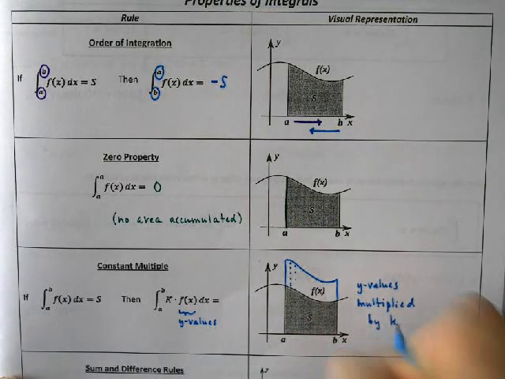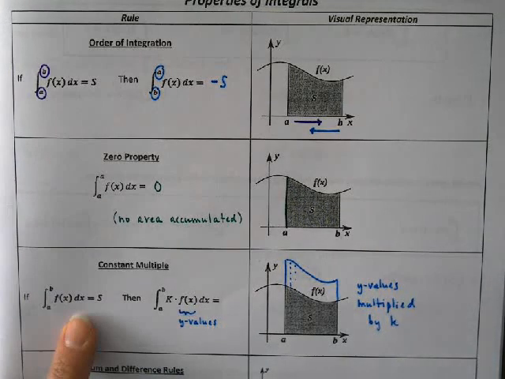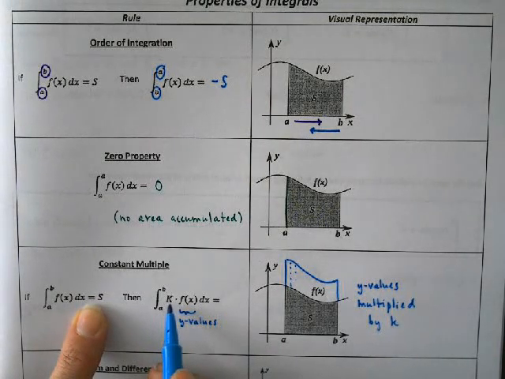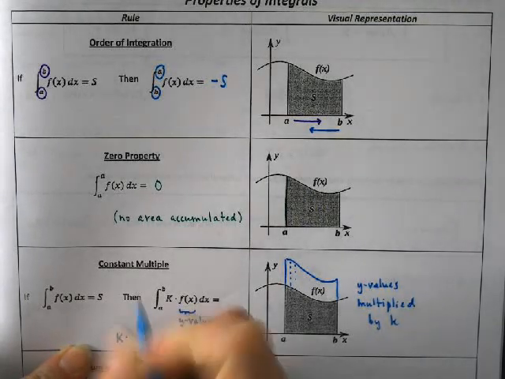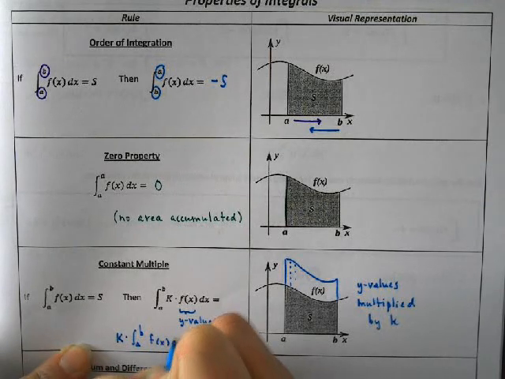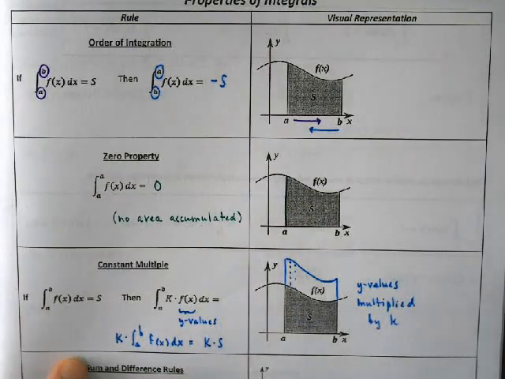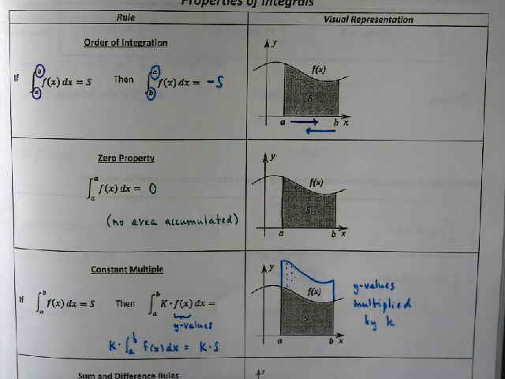When that happens, the effect is just to multiply that whole area by k. If the original area was s, then taking the integral from a to b of k times f of x is the same thing as taking k times the integral from a to b of f of x dx, which in this case is just k times s. So we're allowed to pull that constant through the integral symbol and move it out front.